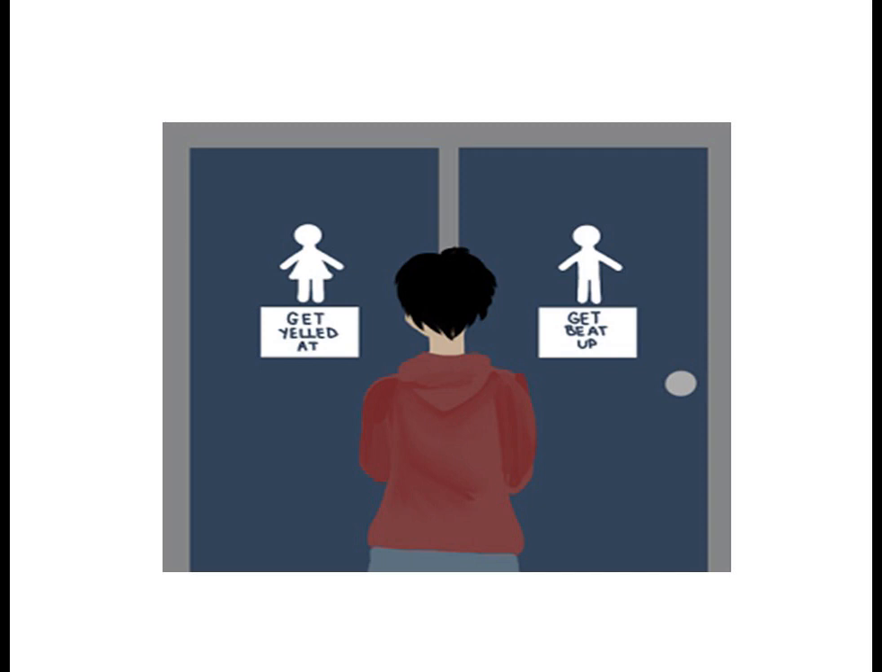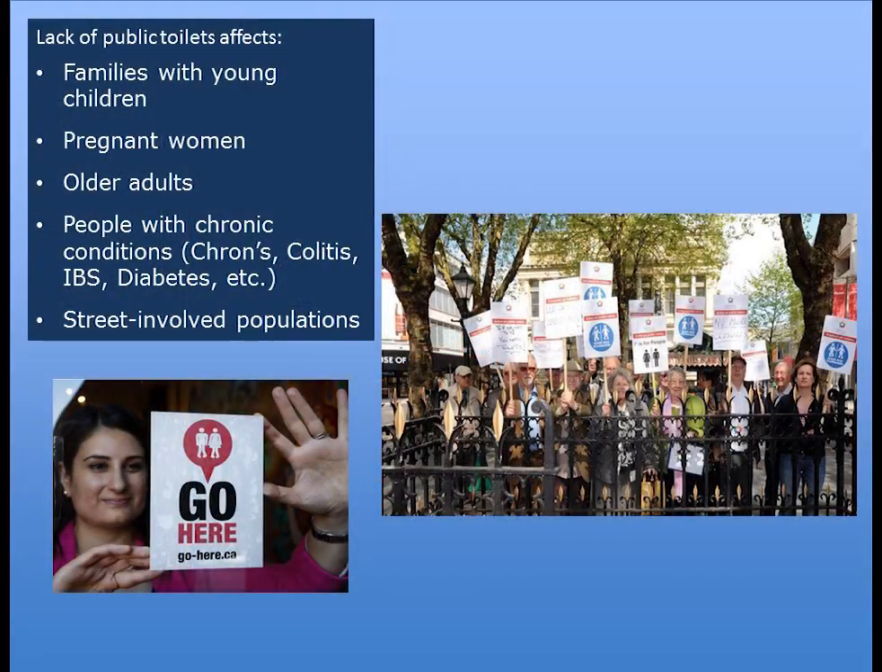when the resource exists. When it doesn't exist, that's another thing that layers on top of it, and it impacts different population groups differently. So, in terms of families who have children or pregnant women, that definitely has a negative impact on them when there are no public toilets, as well as older adults.